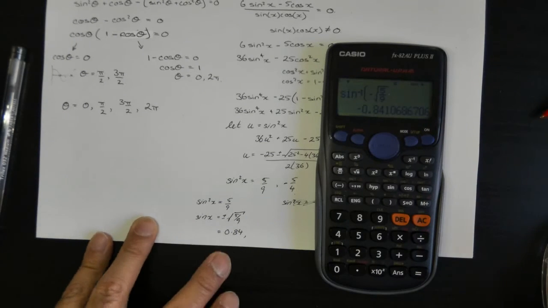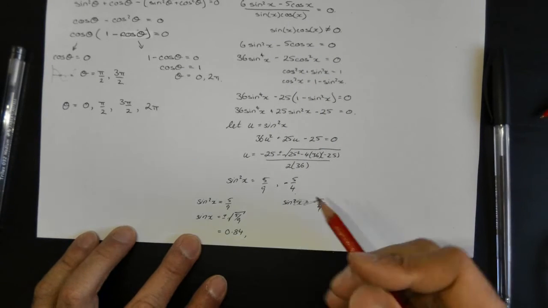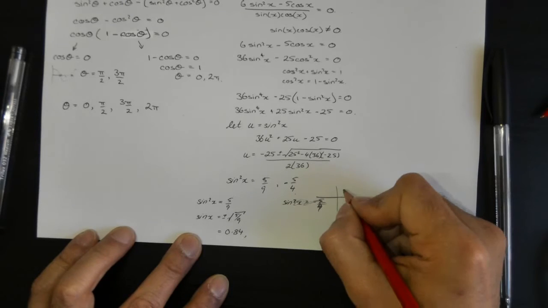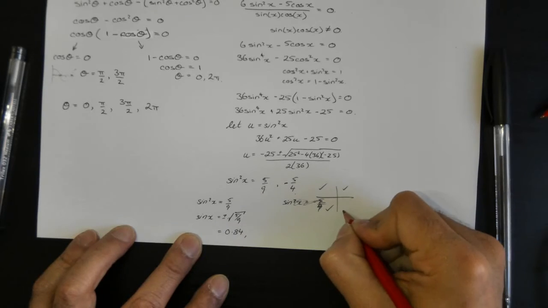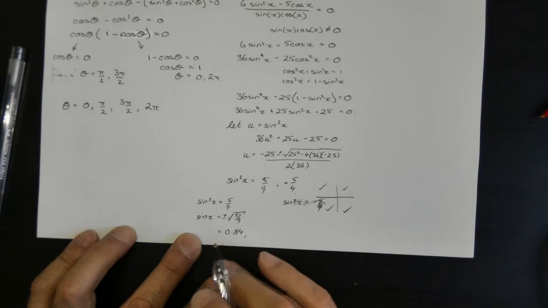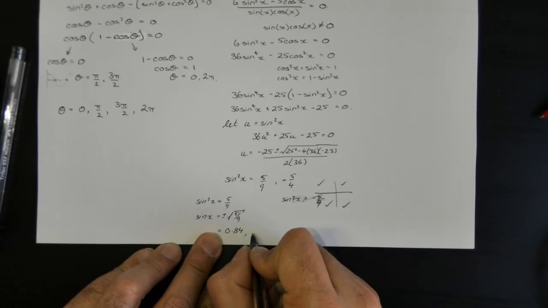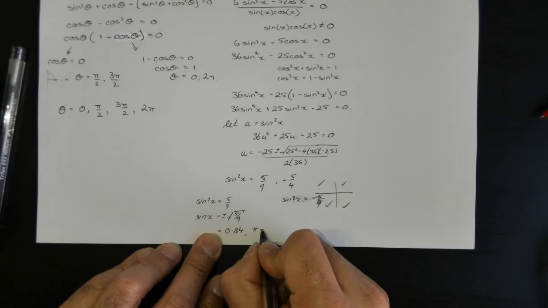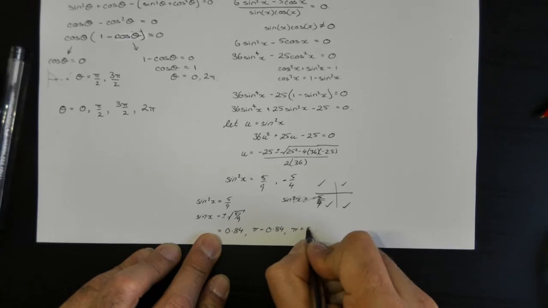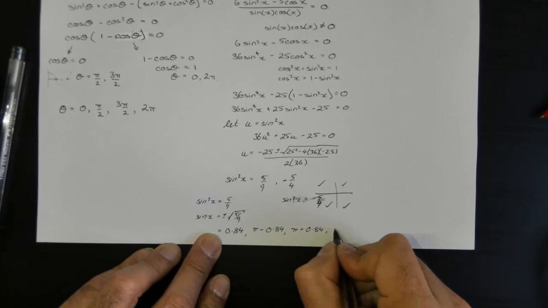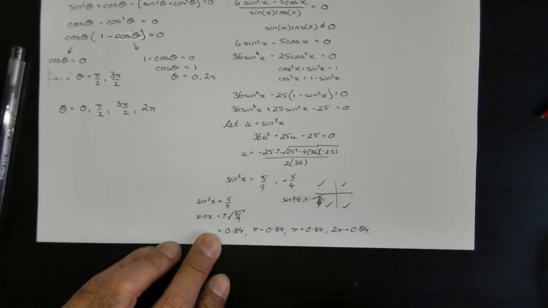Okay. All right. So thinking about this, we have sine being positive in the first and second quadrant, but we have sine being negative in the third and fourth quadrant. So what we're going to have is this value, which is in the first quadrant. We're going to have pi minus this value. We're going to have pi plus that value, and then 2 pi minus that value. Okay.